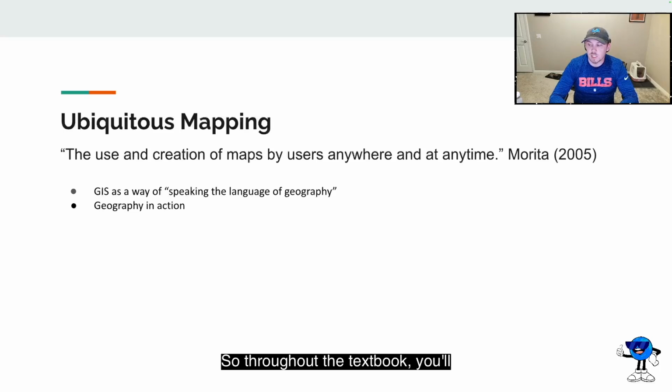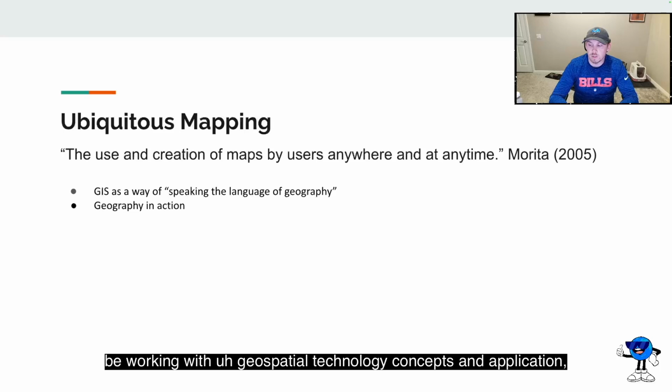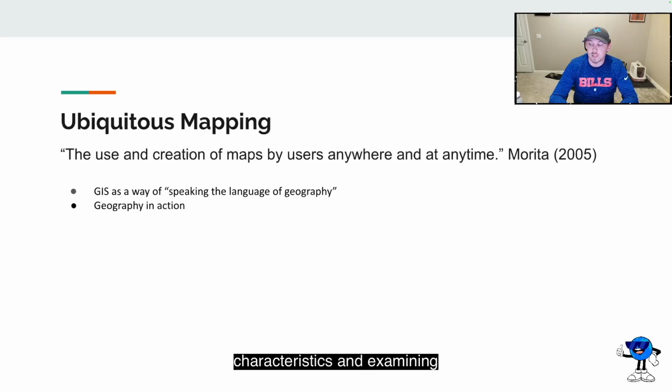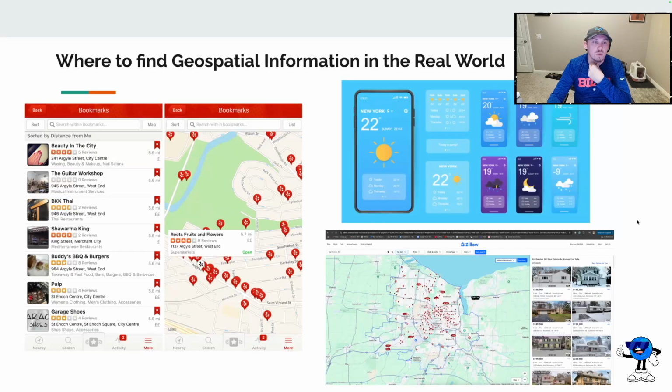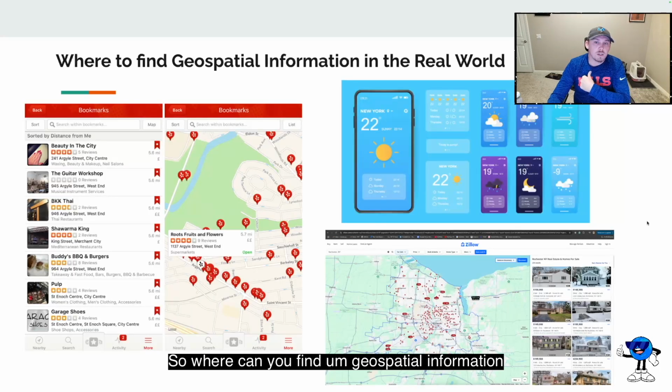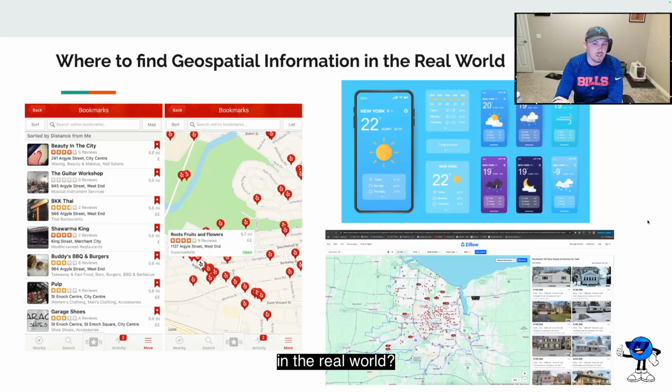So throughout the textbook, you'll be working with geospatial technology concepts and applications, using geospatial data, measuring spatial characteristics, and examining spatial relations. So where can you find geospatial information in the real world? A couple different examples here. First of all, we have Yelp.